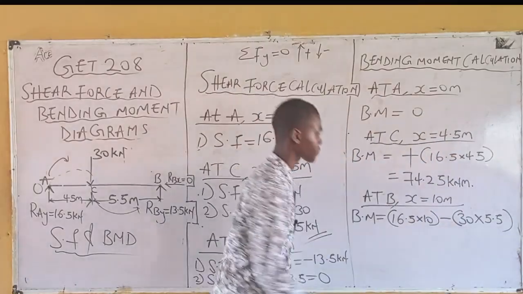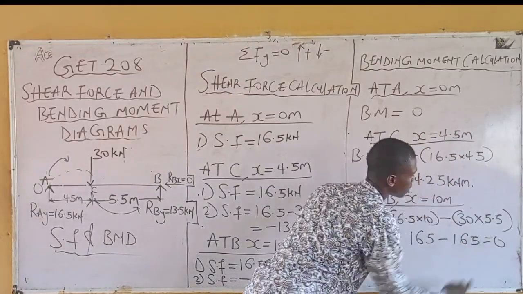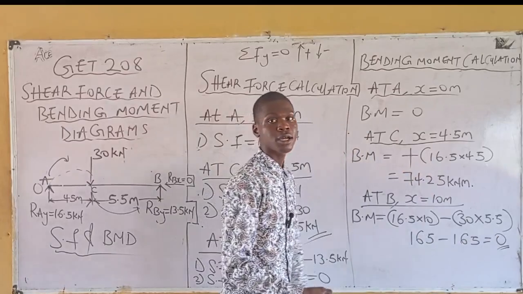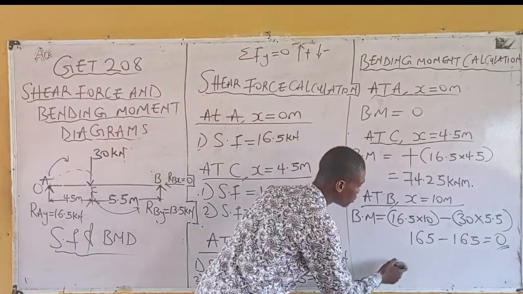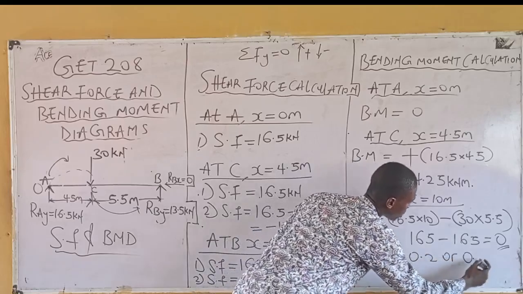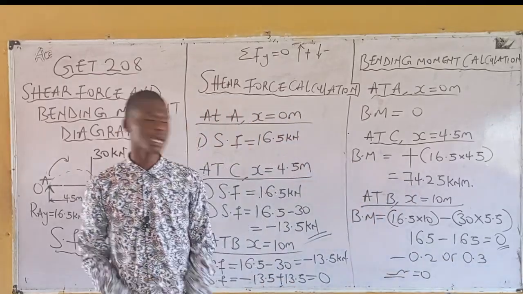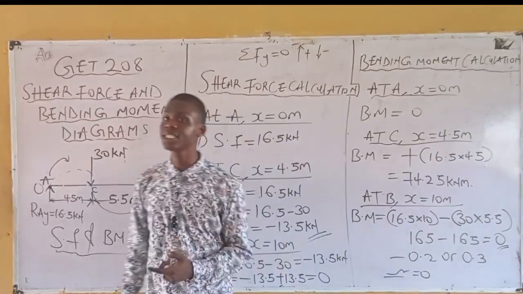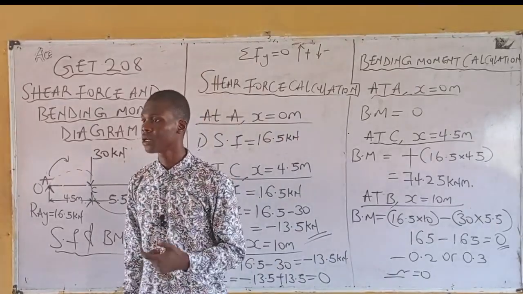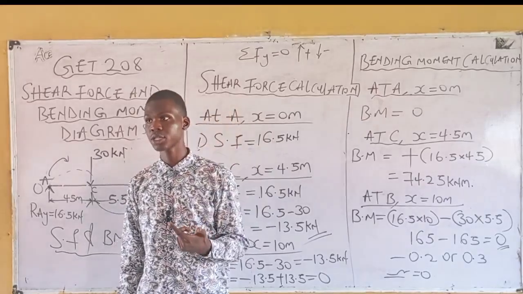And this will give you 165 minus 165, which equals 0. In some cases, by the time you finish solving you have negative 0.2 or 0.3, you can still approximate this as 0. Are you with me? You can still approximate it as 0, provided the value can't be approximated to 1. Any question on that?